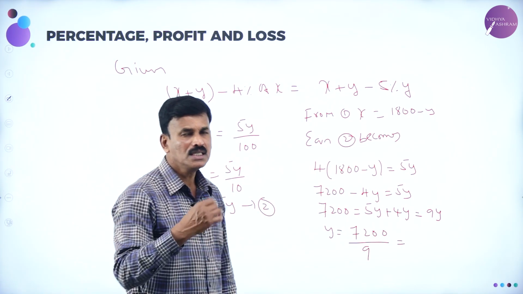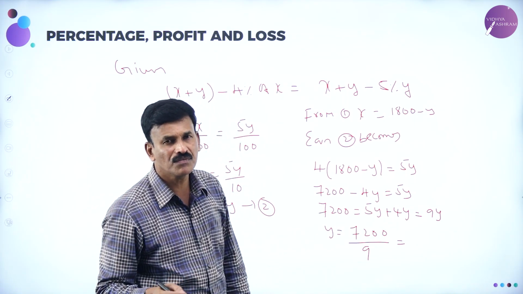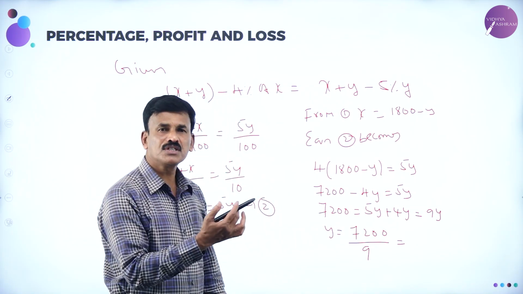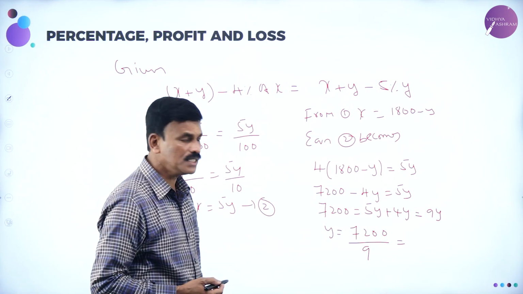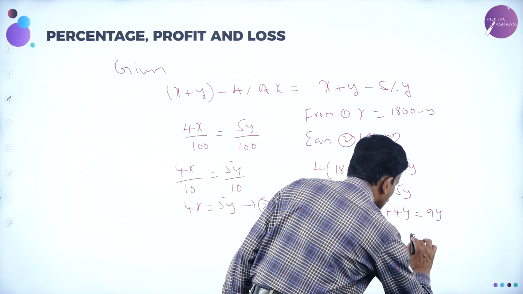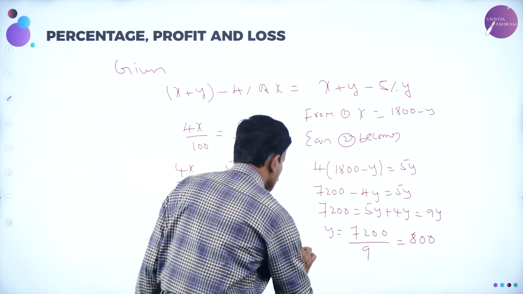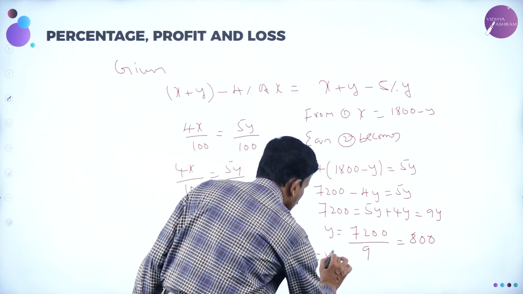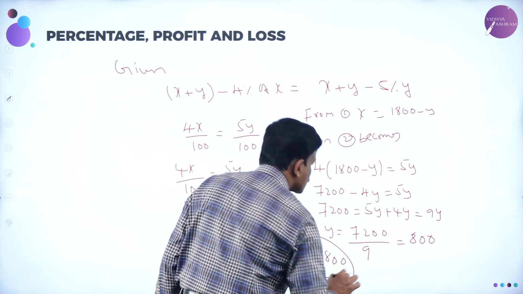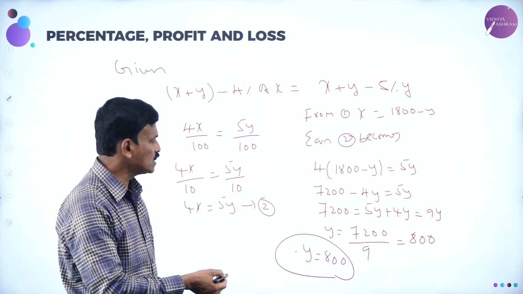7200 divided by 9. Just divide by 9, you will get the value of y. So y is equal to 7200 divided by 9. 9 8s are 72. This is equal to 800. So therefore y is equal to 800, which means the number of girl students is 800.